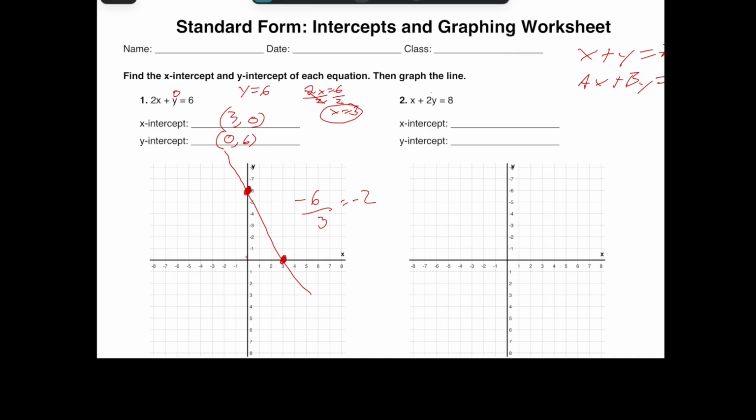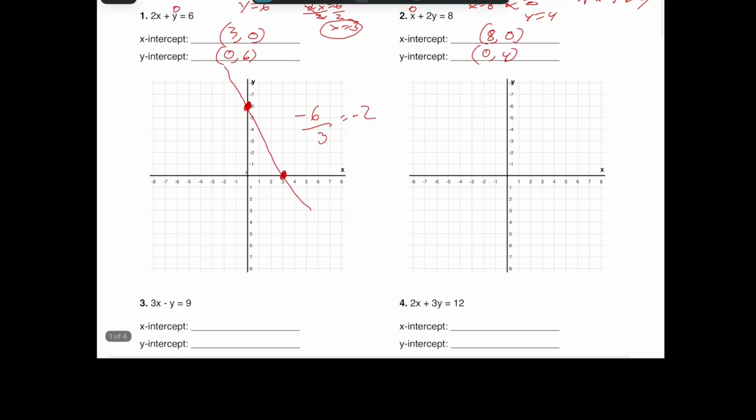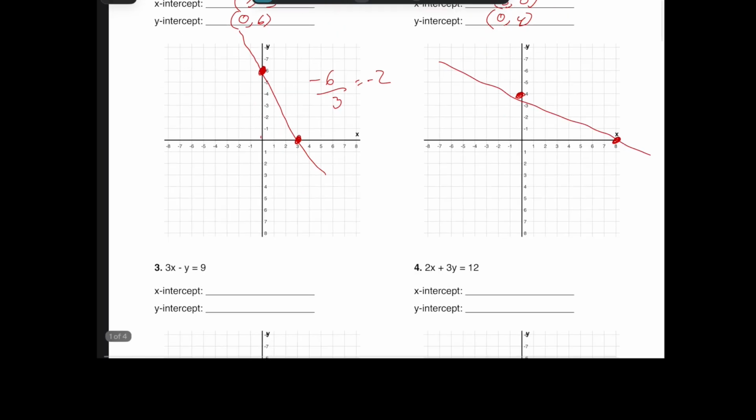So let's plug in 0 for y. If I plug in 0 for y, 2 times 0 is 0, and my x is going to equal 8. So I'm going to have (8, 0). Well, what if I plug in 0 for x? If I plug in 0 for x, I'm going to get 2y equals 8. I'm going to divide each side by 2, and I'm going to get y equals 4. So I'm going to get (0, 4). So now my x-intercept is at (8, 0) and my y-intercept is at (0, 4). Boom. It's really easy to find the intercepts when it's in standard form.